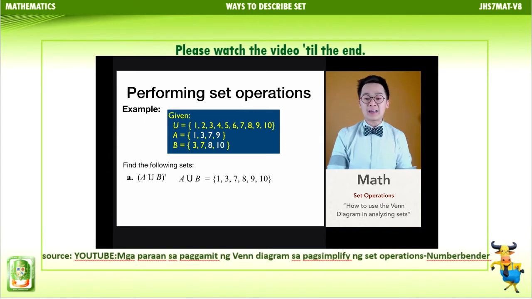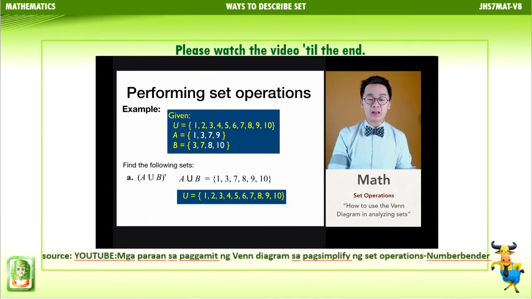At ang kukunin natin is yung complement nung union na yon. So, ibig sabihin, kukunin natin yung lahat ng natitirang element sa U na hindi nabanggit sa A union B. At ito yung ating U set or yung union set at tatanggalin natin dito yung 1, 3, 7, 8, 9, and 10 at yun yung magiging complement ng A union B. So kapag tinanggal natin yung mga nabanggit, ang matitira na lang is 2, 4, 5, and 6. So ang ating complement ng union ng A and B would be 2, 4, 5, and 6.